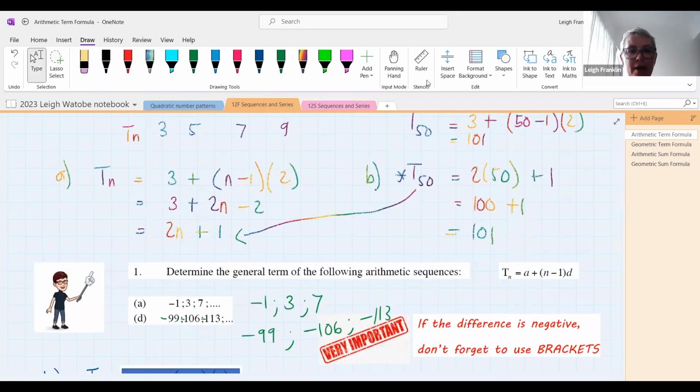Can everybody see that okay? Yes, we can see it.